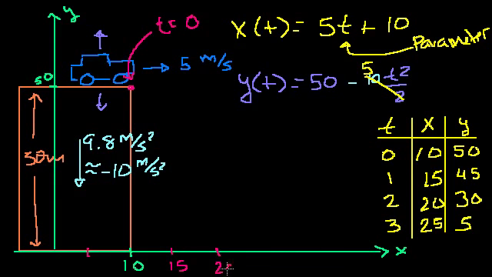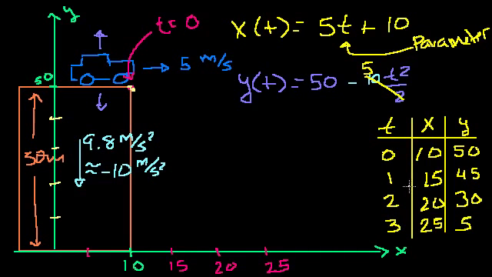15, 20, 25. And then the y-axis, let me label that while we're at it. So this is roughly 10, 20, 30, 40, 50. So at time t equals 0, we're at (10, 50). That's that point right there.